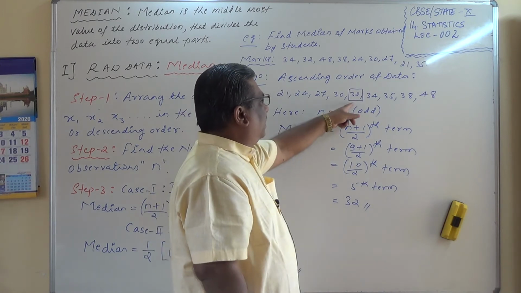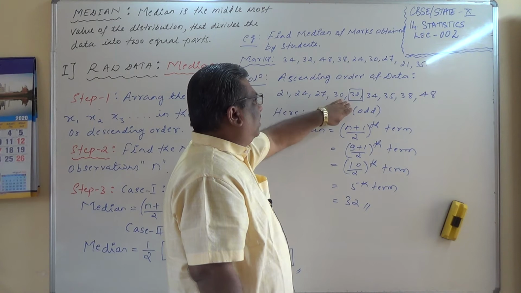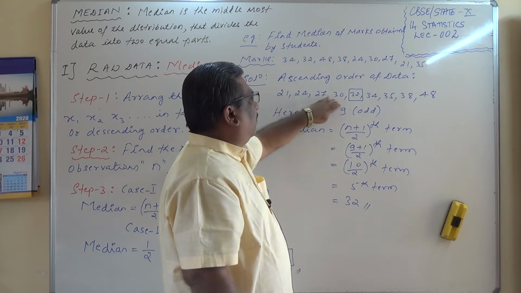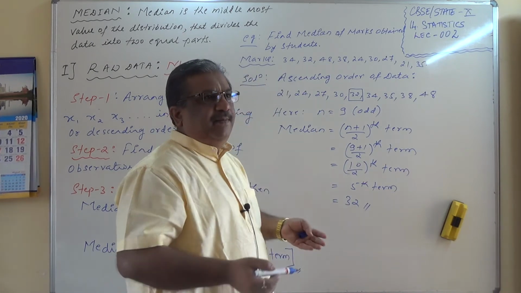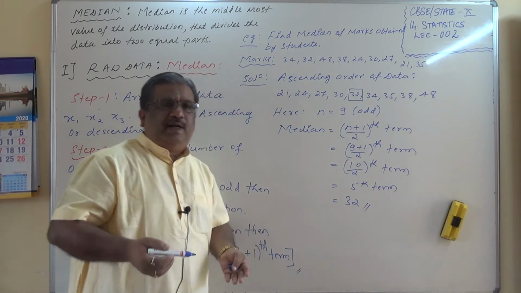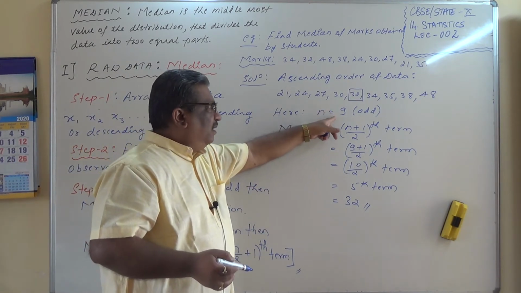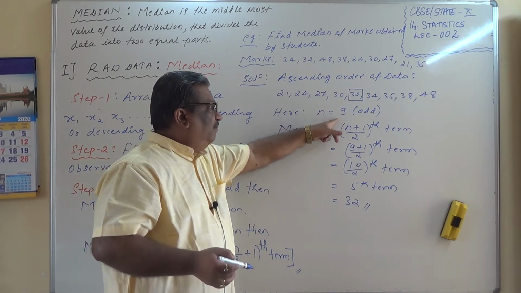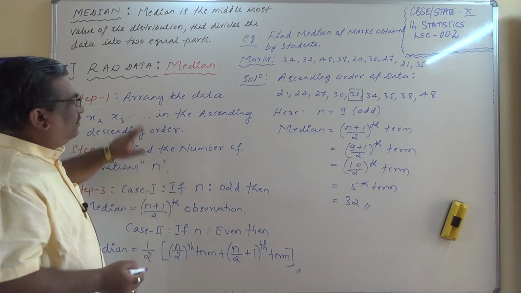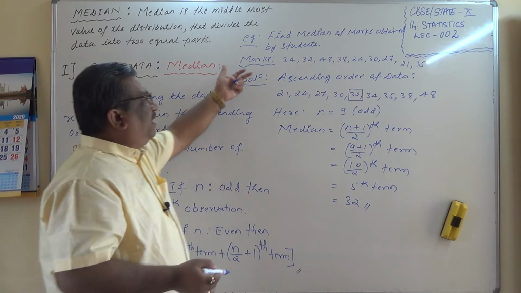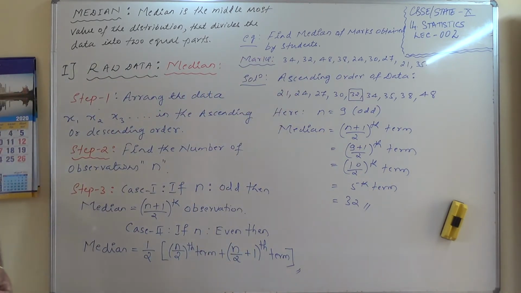For example, how many observations are behind or below 32? 1, 2, 3, 4. Above 32, 1, 2, 3, 4. So the median exactly divides the given data into 2 equal parts. So in case the number of observations is odd, this is how we can calculate the median. First you make a note of this one, and then I will take one more example where even numbers are considered.